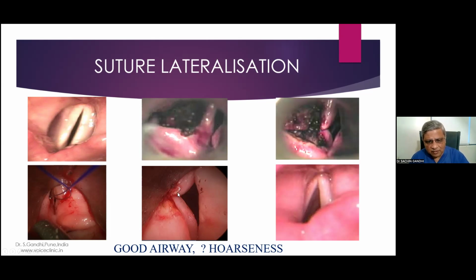And then this is the picture which you get of the airway like this. Once you remove the suture after 6 weeks, because of fibrosis in this area, this is the airway which the patient gets. So patient gets a good airway with suture lateralization, but the hoarseness is more than what you get with chordectomy, because the entire cord is lateralized with suture lateralization, not limited to posterior 1/3 as in chordectomy.